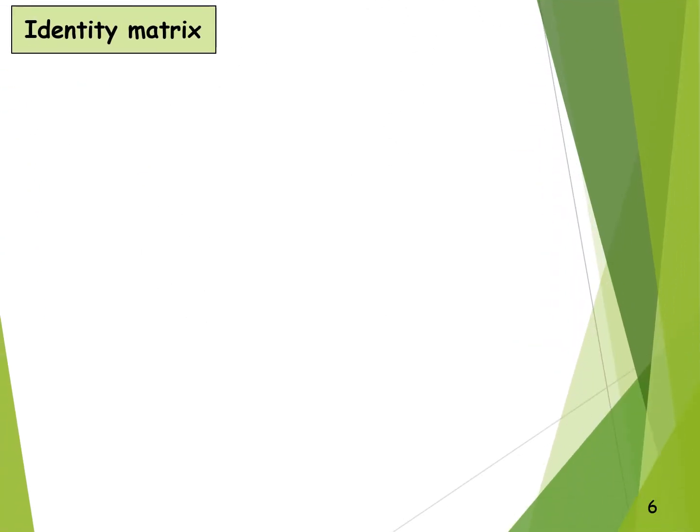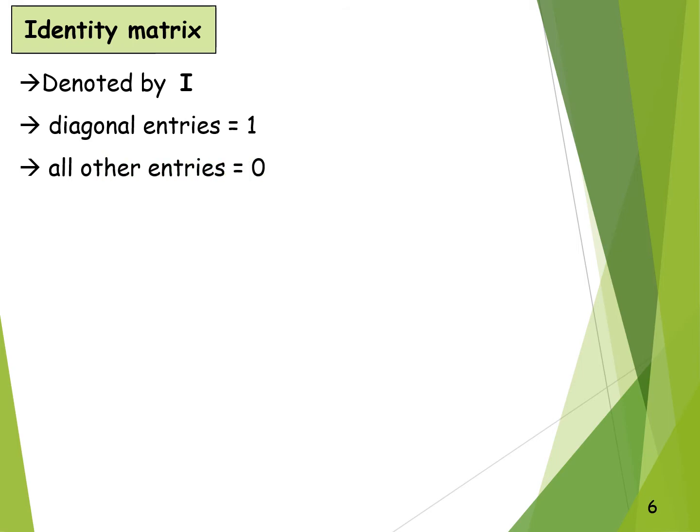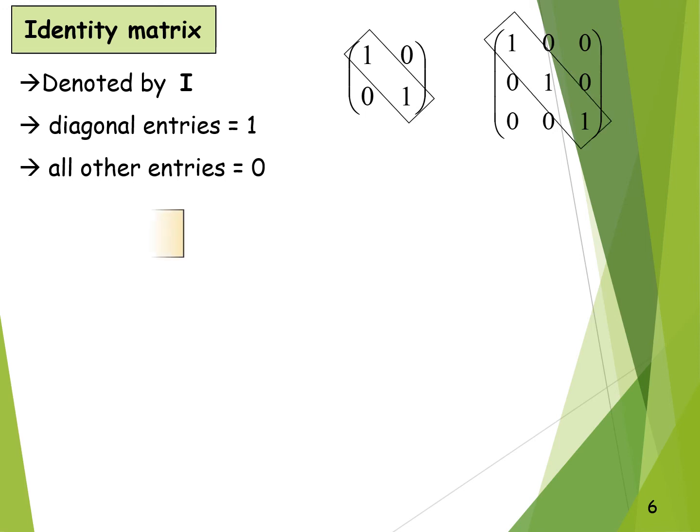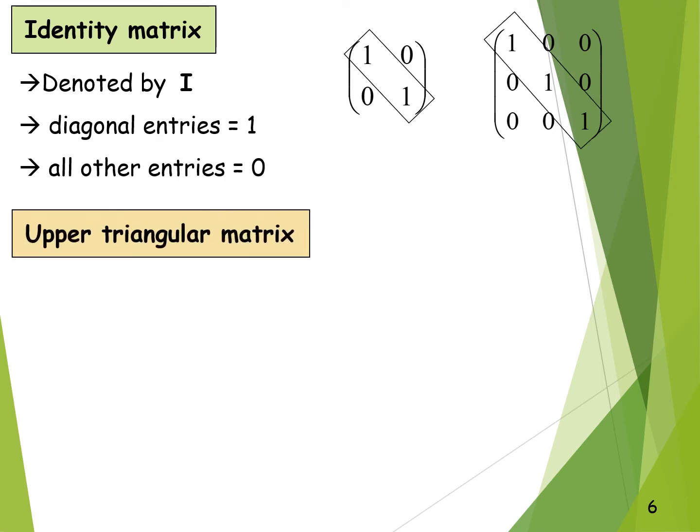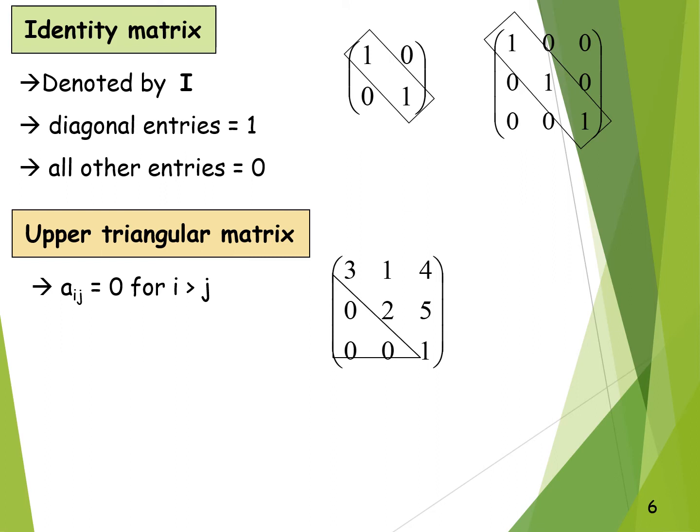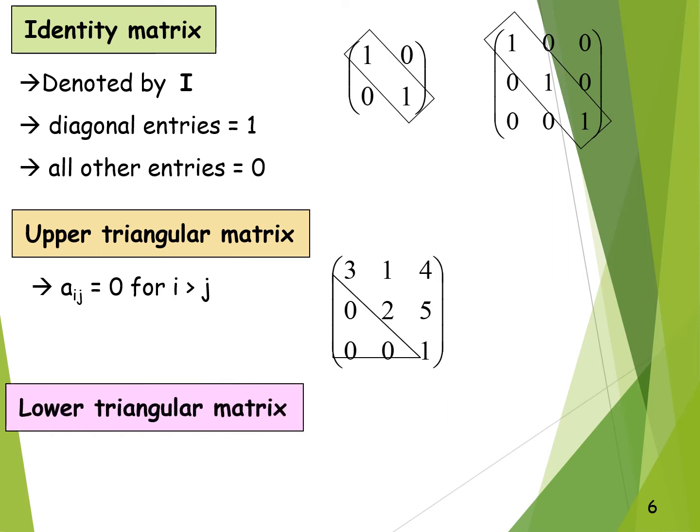Identity matrix. An identity matrix is a diagonal matrix with all elements in the diagonal equal to 1. The identity matrix is denoted by I. Upper triangular matrix. An upper triangular matrix is a square matrix where elements aij equal 0 for i more than j. Lower triangular matrix. A lower triangular matrix is a square matrix where elements aij equal 0 for i less than j.